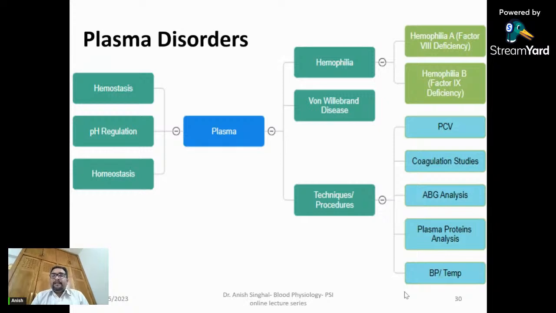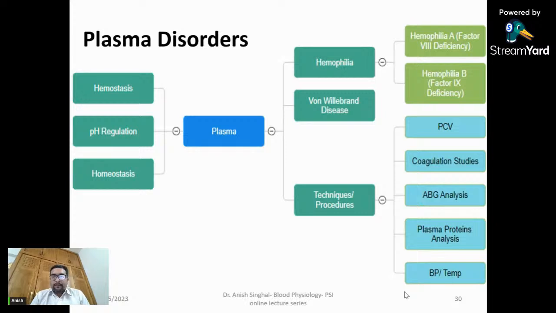Now, if there is any problem in the platelet function or platelet aggregation, this forms the basis for bleeding disorders. And if there is a problem in the formation of the permanent hemostatic plug, which is with the help of the clotting factors, those are the clotting disorders. So hemophilia is a clotting disorder because hemophilia is caused by the deficiency of clotting factors.